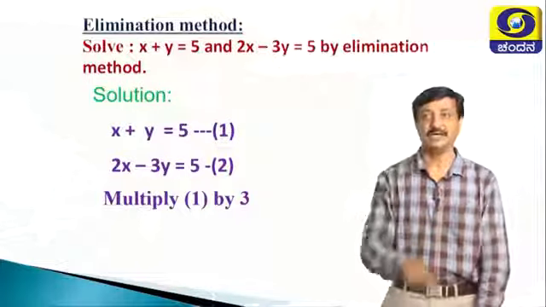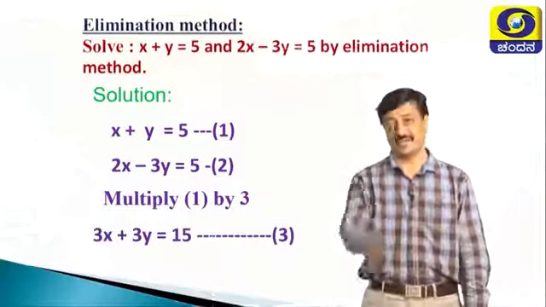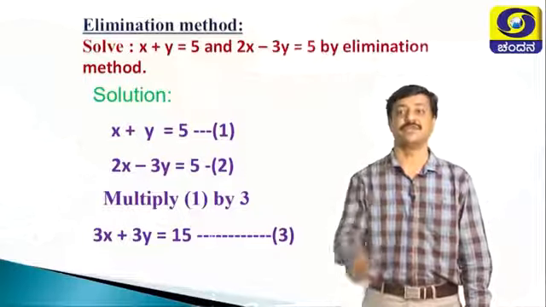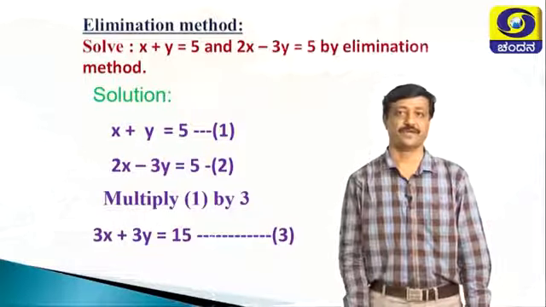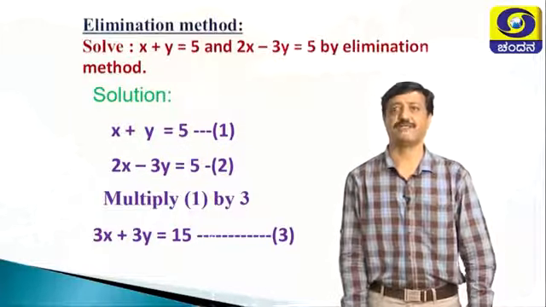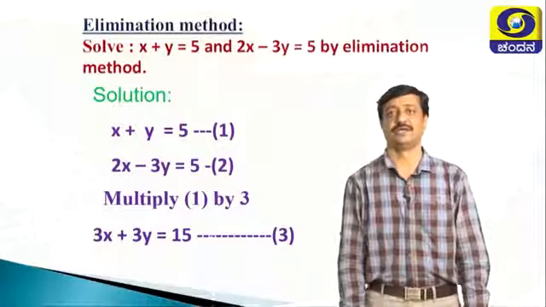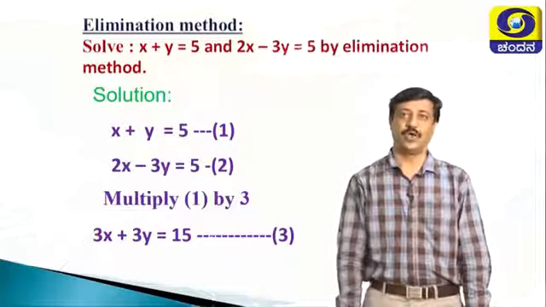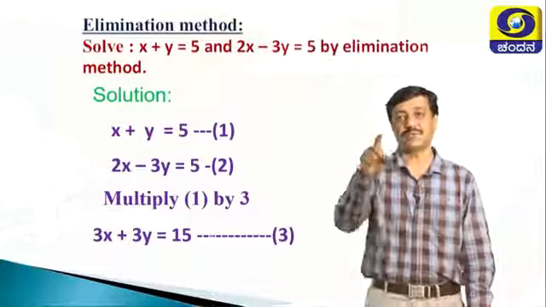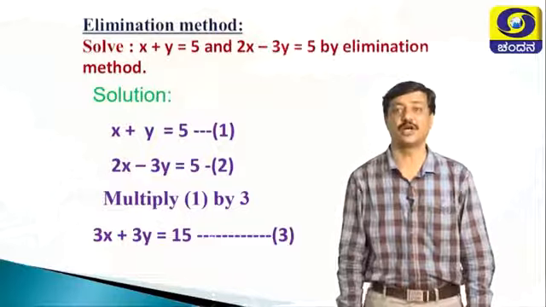If you multiply equation 1 by 3, we get 3x plus 3y is equal to 15, that is equation number 3. Just have a comparison with equation 2 and 3. By solving 2 and 3, we can get the solution. If you compare the coefficients of y in equation 2 and 3, the coefficients are numerically equal, their signs are opposite.